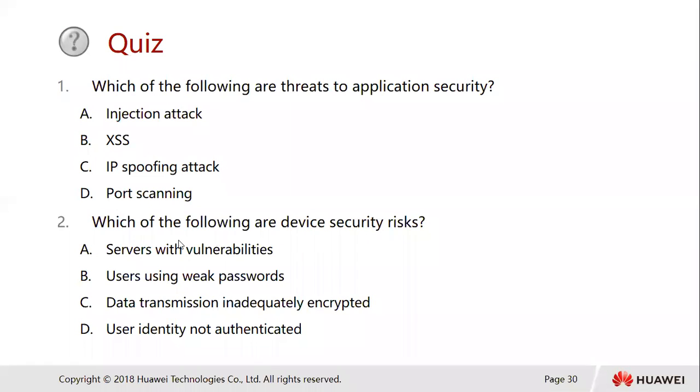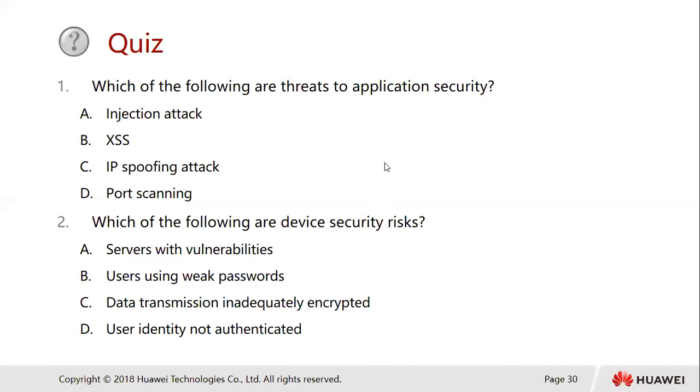Okay, and then which of the following are device security risks? Vulnerabilities, yes. Weaker passwords, yes. Data transmission inadequately encrypted, no. This is for transmission. And then user identity not authenticated, yes. So these are for device security risks.